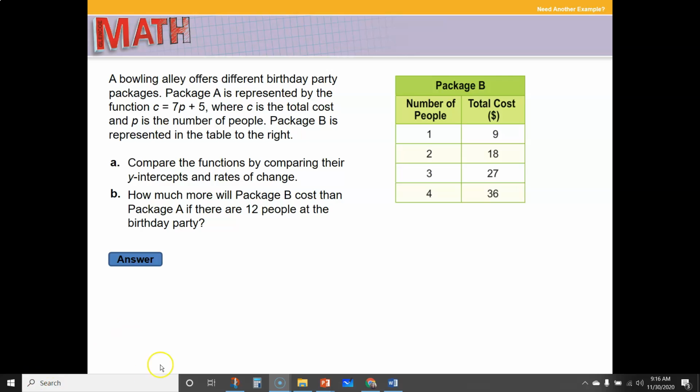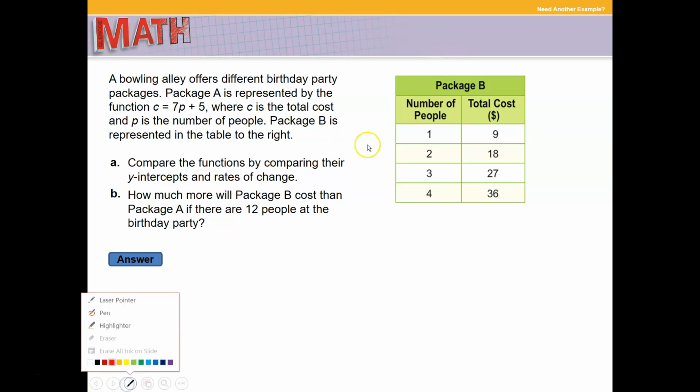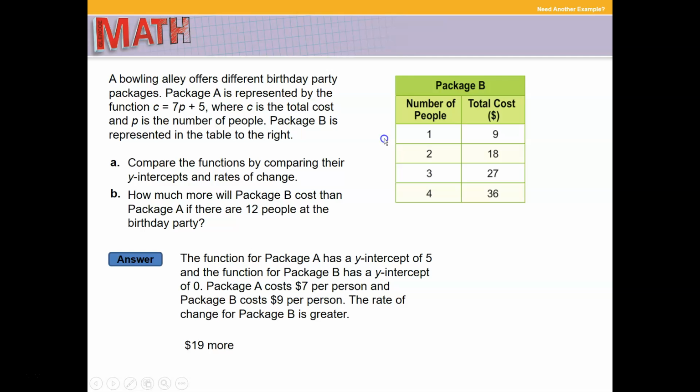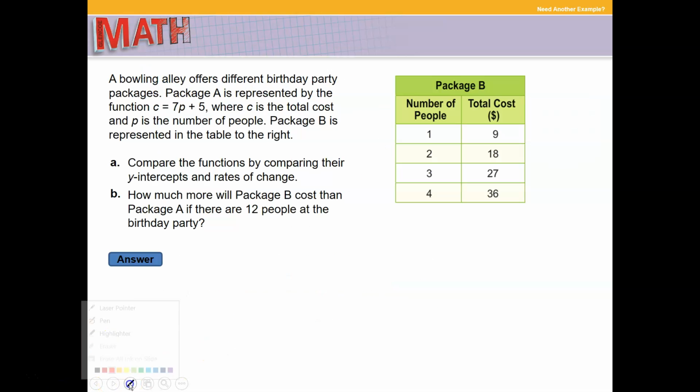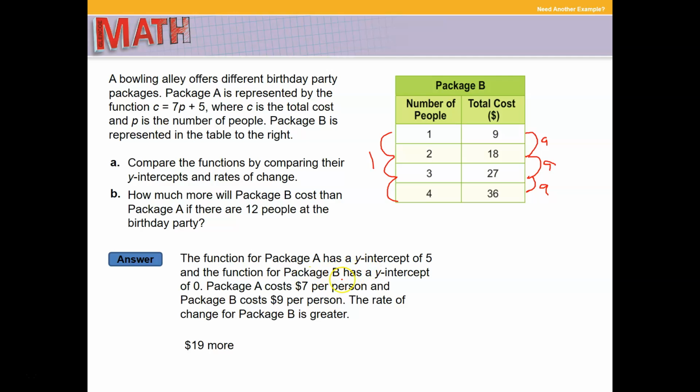So here we can see these are going up by 1. Nine to 18 is 9. 18 to 27 is 9. 27 to 36 is 9. How much more will package B cost if there are 12 people?